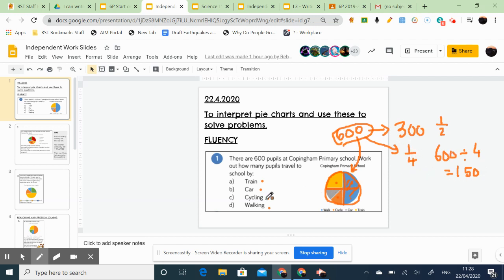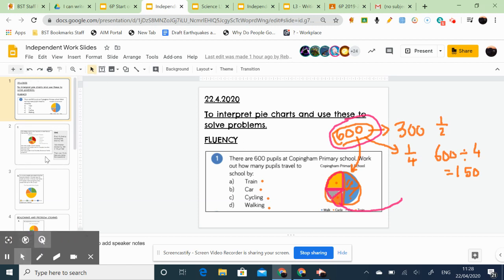You need to do the same thing for cycling and walking, but look at what part of the whole they are. If this is a quarter here, then what is this part and this part? I think they're probably going to be this divided by 2. So 2 somethings equal 1/4. I'm going to let you work that out, and then you just have to find out what that fraction is of 600. Right, let's move on to the next one.